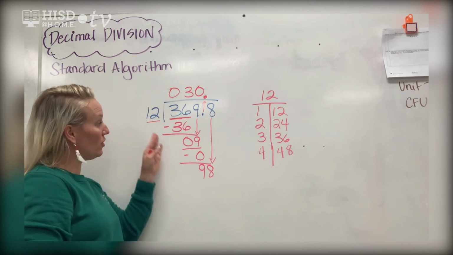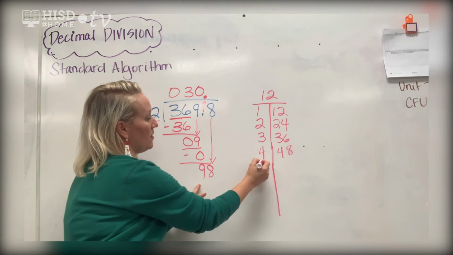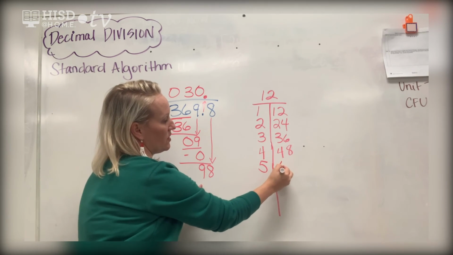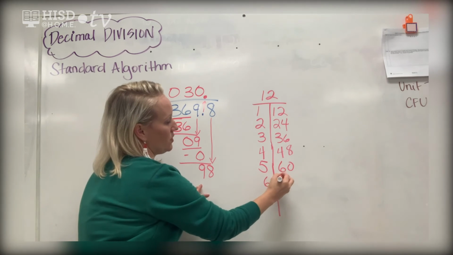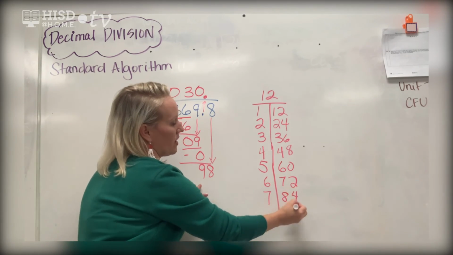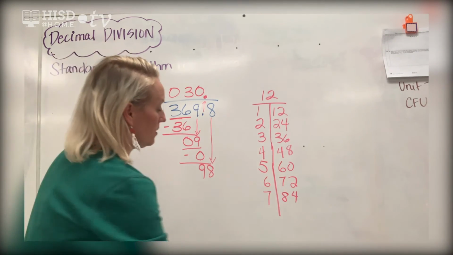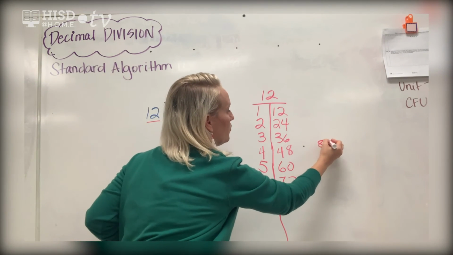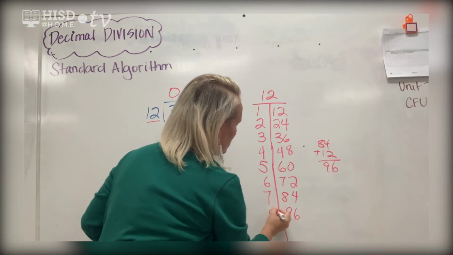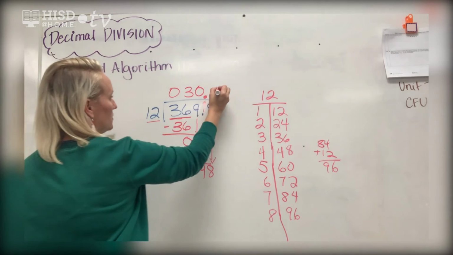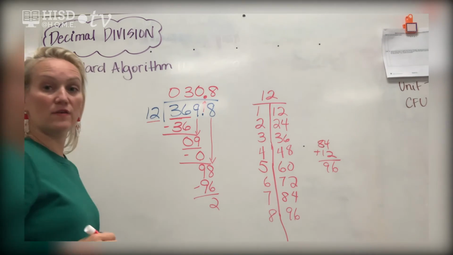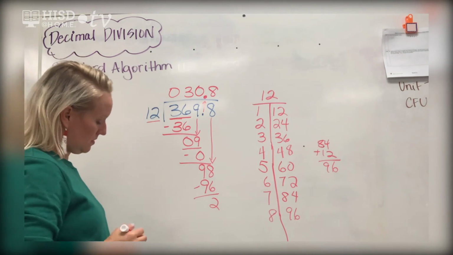Interesting. So I'm gonna need to extend my T-chart. I know 5 times 12 is 60, and if I add 12 to this, I'm gonna get 72. And if I add 12 to this, I'm gonna get 84. I'm just doing that in my head. You guys can use your paper. So what's 84 plus 12? That would give me 96. 8 times 12 is 96. That's pretty close. So 8 groups of 12 give me 96. And now I have a 2 as my remainder.